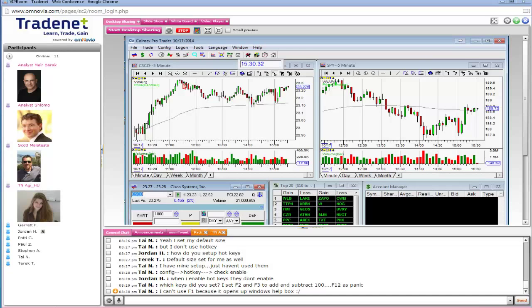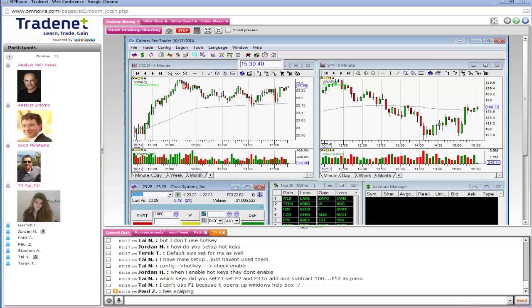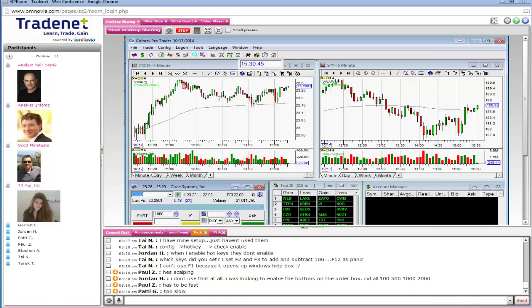Why is that? Why do you think he didn't use the mouse at all? Yeah, right. So F1 maybe it's not a good example. Usually we want to use hotkeys that are not saved for other functionality in our system, and F1 usually brings up the help. Alright, so Paul is saying it has to be fast, and Patty is saying too slow, right? So the mouse is too slow.